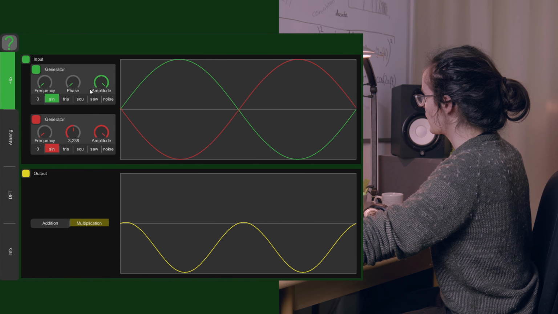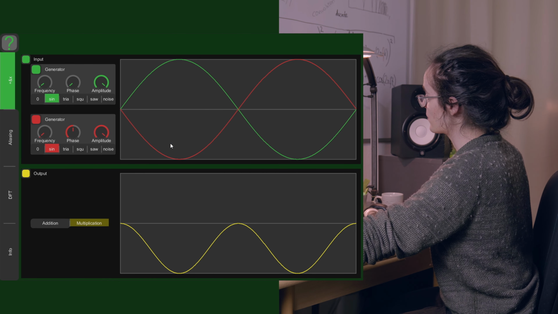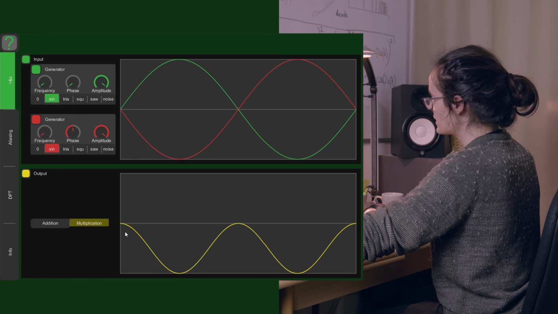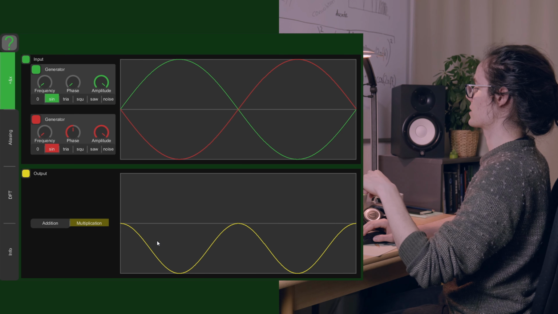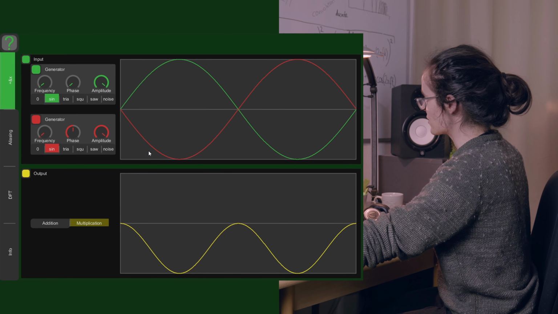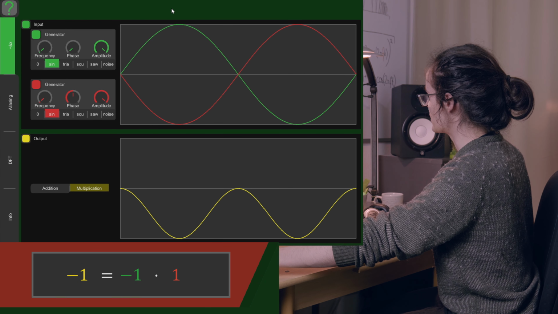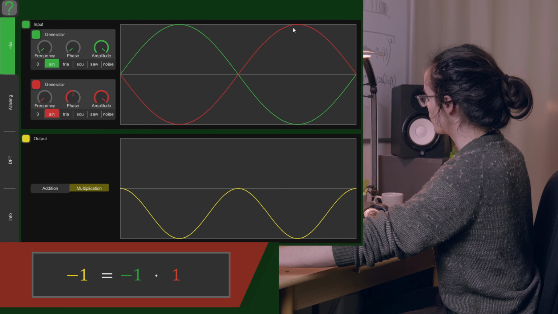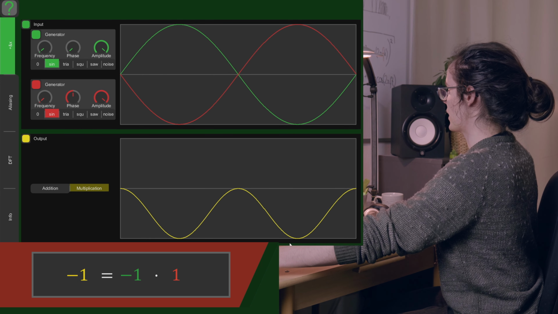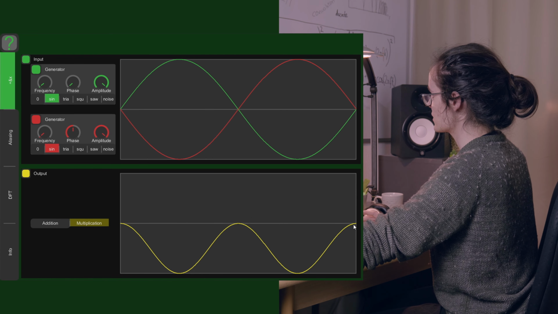Okay, so when we turn it perfectly out of phase, so the green generator is perfectly out of phase with the red generator, we will see that this output result is perfectly shifted downwards in the negative realm. Why is that? Well, we could look at it again step by step. 1 times minus 1 right here gives us minus 1, because minus times plus gives us minus. And right here, 1 times minus 1 also gives us minus 1. So this is totally shifted in the negative realm. That's pretty cool. Okay, that's a cool phenomenon.